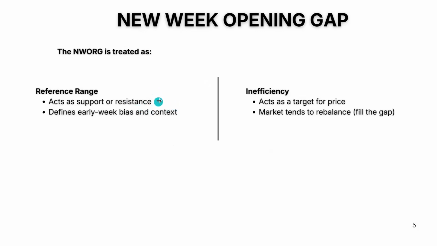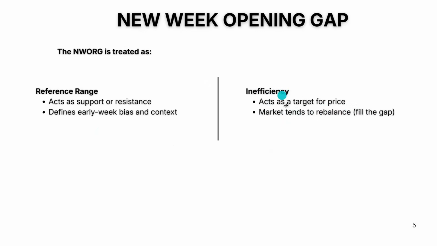Price usually reacts from these levels, and that's why you need to note them on your chart while taking trades. Secondly, they define the early week bias and also help you determine what context that week is going to trade. Going forward, I'll explain what that means. Then as inefficiency, they act as target for price. Market tends to rebalance or fill the gap.